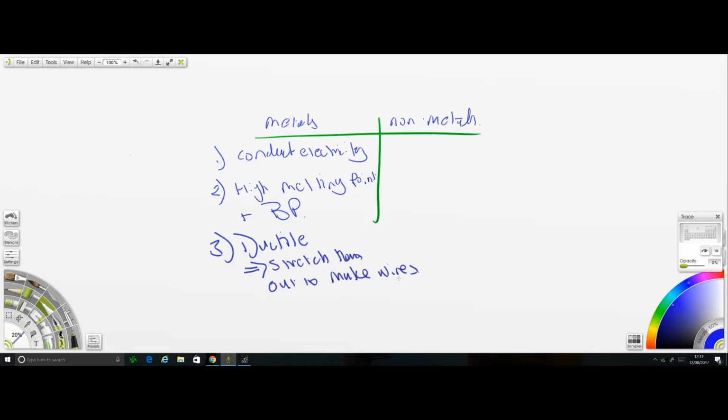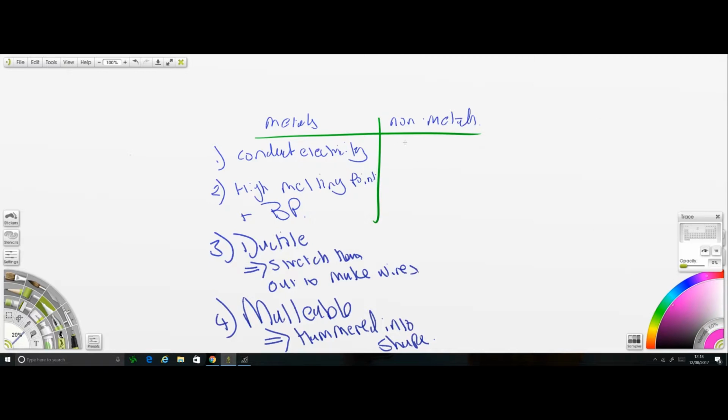And number four, finally, is they are malleable. What does this mean? This means that they can be hammered into shape without breaking down. Right, and so if you know what the properties of metals are, then all you have to do is do the opposite for the non-metals.